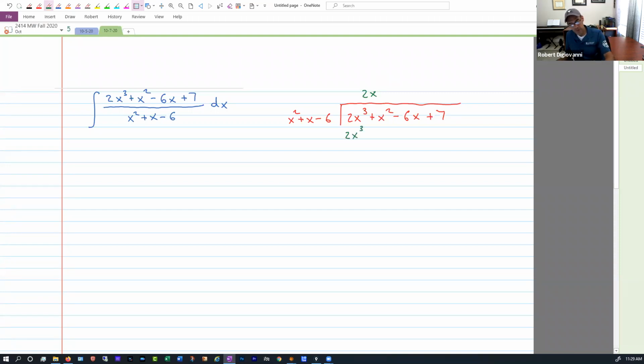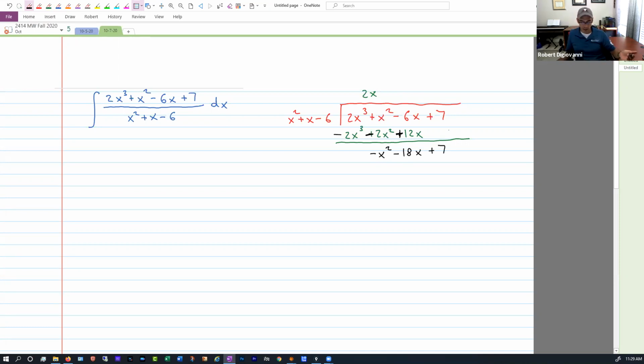Then I have a 2x squared, and then I have a minus 12x. So I just multiplied each one of those by 2x. And now I change the signs, so it becomes minus, that becomes a minus, that becomes a plus. And I add down. So it's looking like negative x squared minus 18x, and then I bring that 7 down.